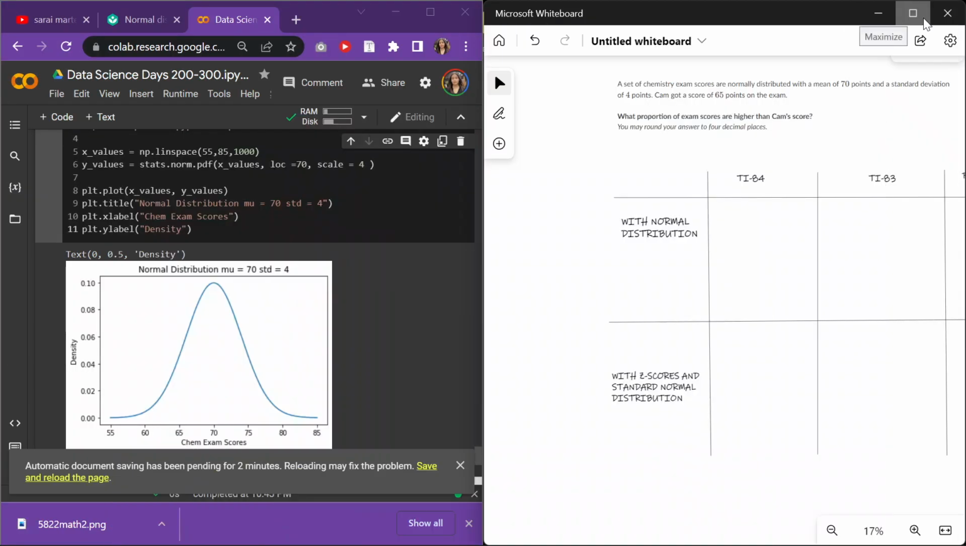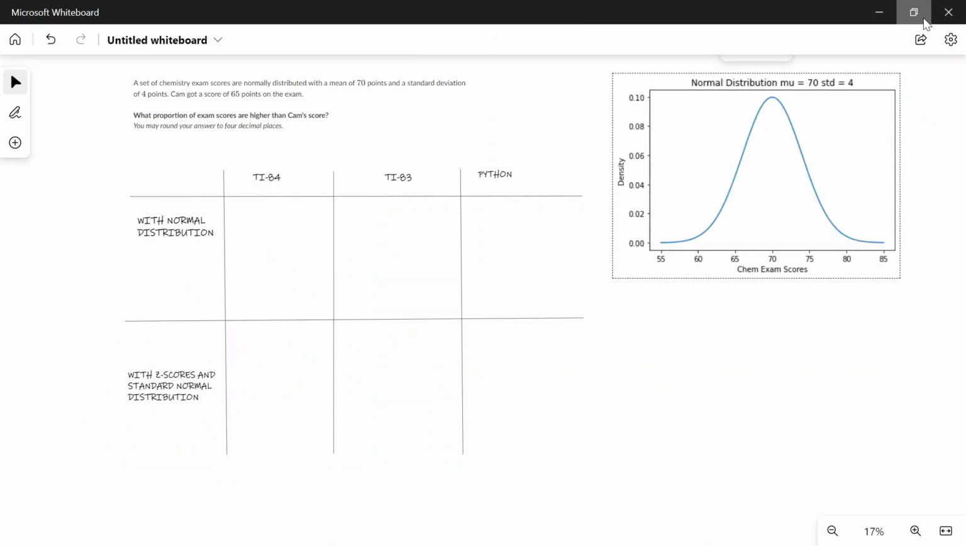Okay, so now we can get to the actual math stuff of this. Again, the problem says what proportion of exam scores are higher than that of Cam's score. So what is Cam's score? It says that Cam got a 65 on the exam. So a 65 is right about here. Why is it not letting me? Okay. A 65 is right about here, right? So this is Cam's score.